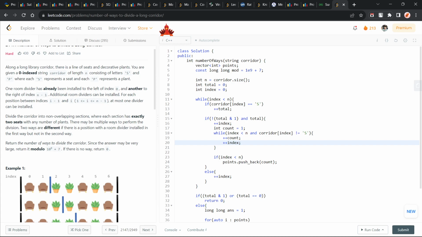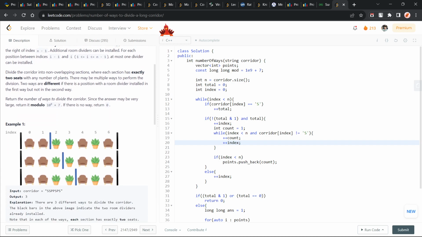It says that we have been given a library corridor, and there are some seats and there are some plants. Now we have to divide this whole corridor into some smaller corridors such that each corridor has exactly 2 seats and any number of plants, right? So the number of plants can be anything, but the number of seats should be exactly 2. We have to find the total number of ways in which this configuration can be achieved.